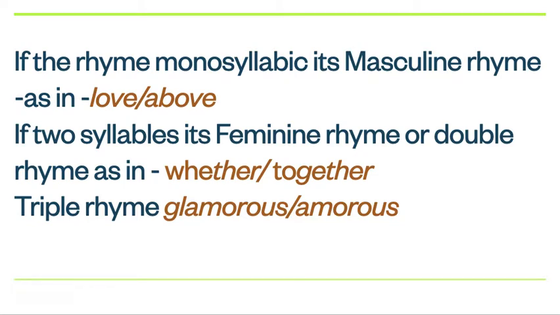If the rhyme is monosyllabic, it is called masculine rhyme, as in love, above. Here is a single syllable rhyme, ove. If it is two syllables, it is called feminine rhyme or double rhyme, as in weather, together. Here we have two syllables in weather and together. If there are three syllables, it is called triple rhyme, as in glamorous, amorous.